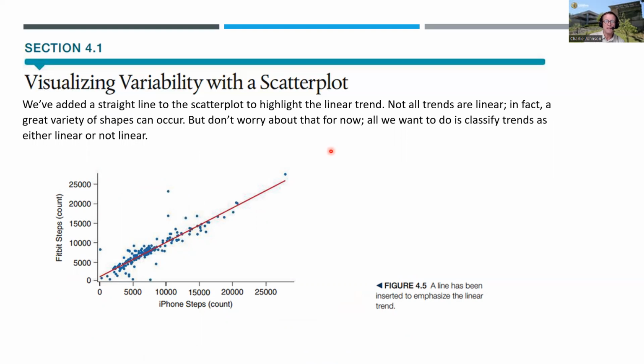Not all trends are linear. In fact, a great variety of shapes can occur. But don't worry about that for now. All we want to do is classify trends as either linear or not linear. And this is pretty easy to do by creating a scatter plot of the data and seeing if they follow a linear pattern.